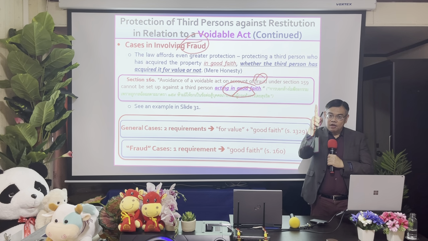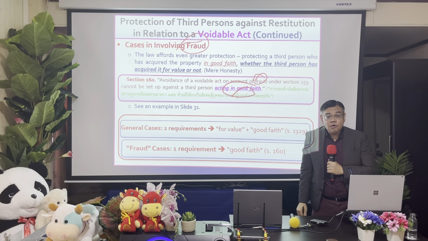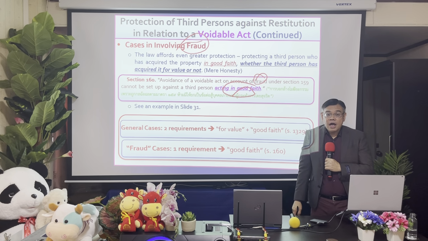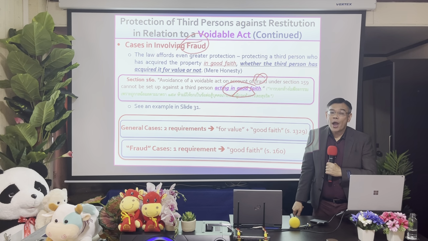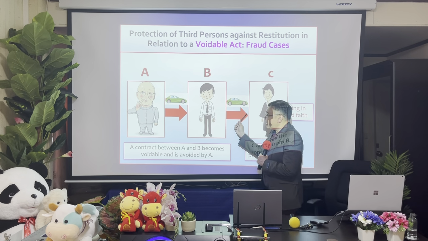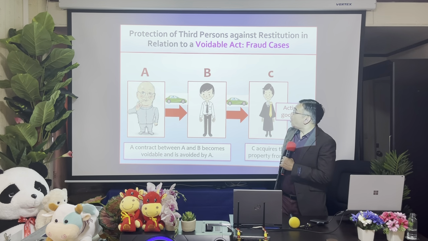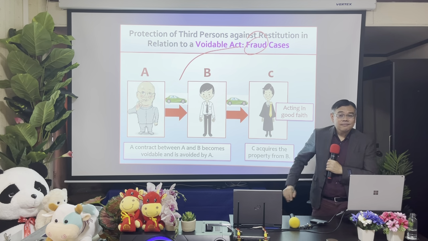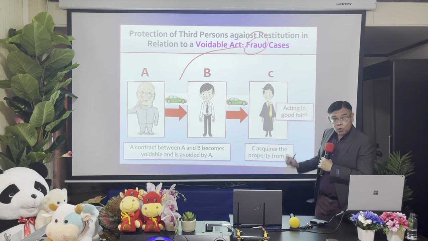So the only requirement for a third person to gain protection by law is that the third person acts in good faith, irrespective of whether or not that person has received property for value. So let's have a look at this picture. In the case where we have a juristic act between two parties which is voidable on the ground of fraud, the law protects a third party when the third party acts in good faith only.